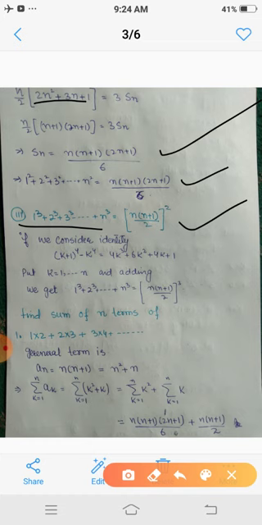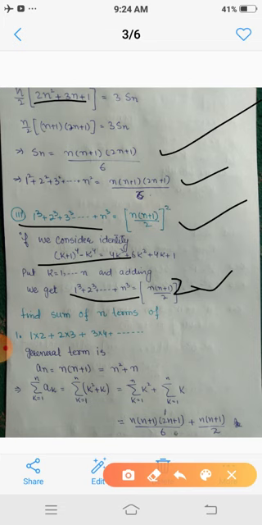Now if we consider an identity, like we considered in the first 1 square plus 2 square identity, here we will consider the identity (k plus 1) raised to power 4 minus k to the power 4 equals 4k cube plus 6k square plus 4k plus 1. Now putting k equals 1, 2, up to n, we get n equations, and adding those equations, after simplifying, we simply get the sum of the first n cubes is [n into (n plus 1) by 2] whole square. Sorry, it is a square here.